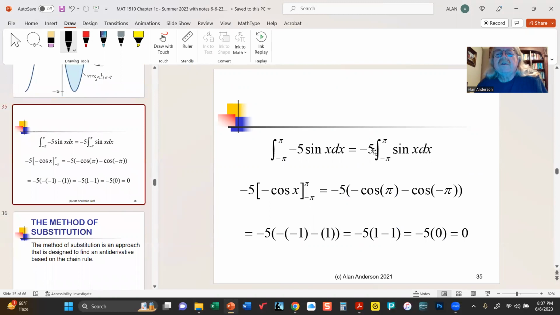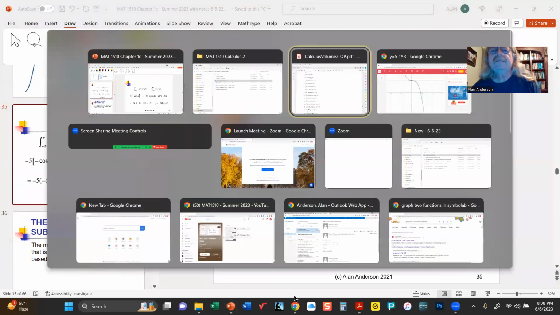Obviously, first we're going to move this -5 outside of the integral. We're going to have -5 outside, and then we're going to evaluate negative cosine x between positive and negative pi. And again, if you have your calculator set on radians mode, you can just go and look it up. The cosine of pi is 1, or else you can lean on Symbolab.